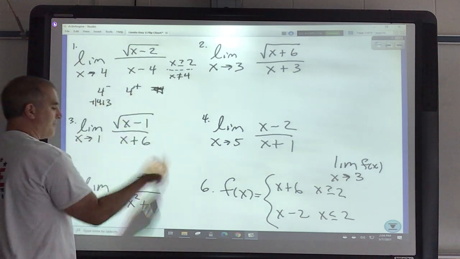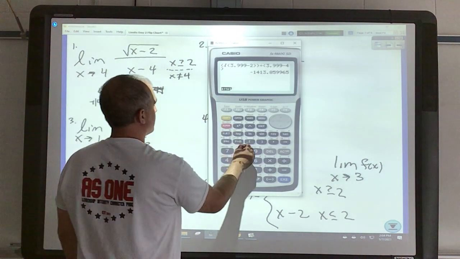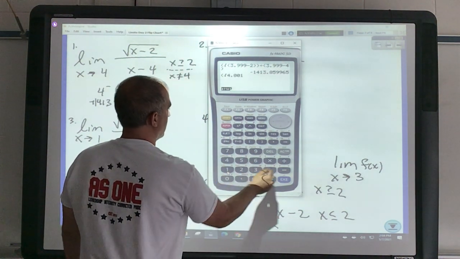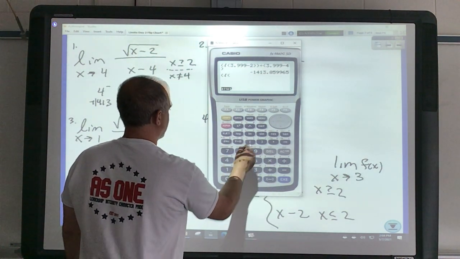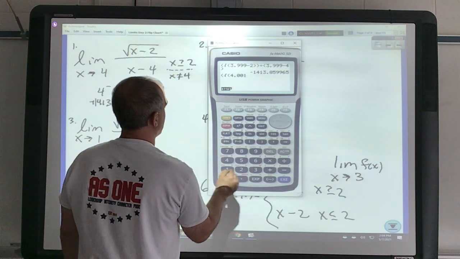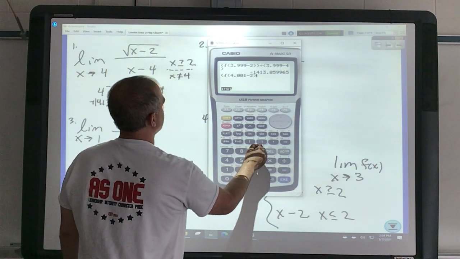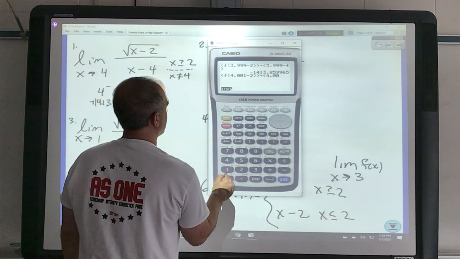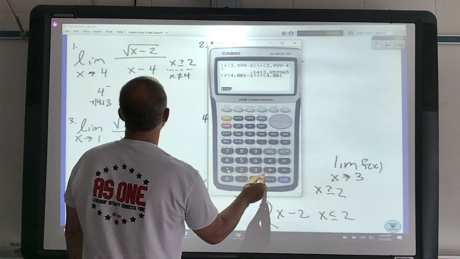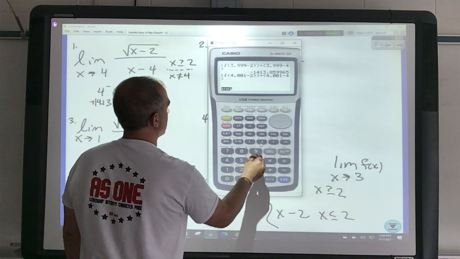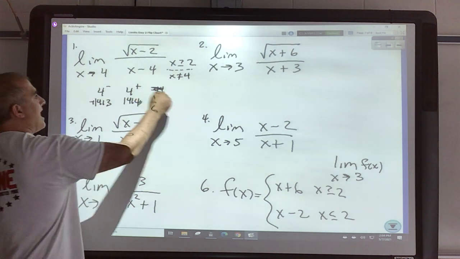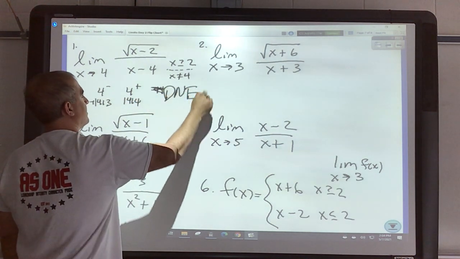Okay, if I try 4.001, so parentheses, square root 4.001. I keep making that mistake. 0, 1, minus 2, close them again, divided by 4.001 minus 4. Okay, as you can see, I got a positive version of that. So this is bad. This is a do not exist.